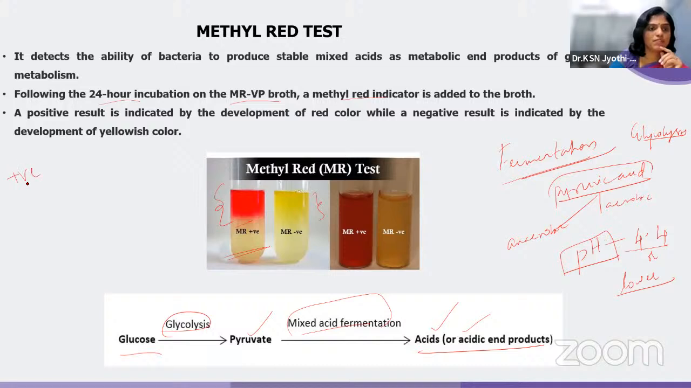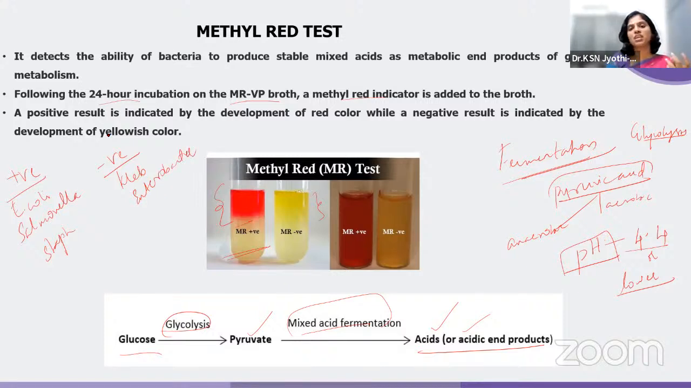So what are the positive bacteria? Bacteria that give a positive test. Again, E. coli is positive to methyl red test. Salmonella bacteria are positive to methyl red. Even staph. Whereas bacteria that give negative color, you may have Klebsiella species, then Enterobacter. These will give a negative color with the methyl red test.